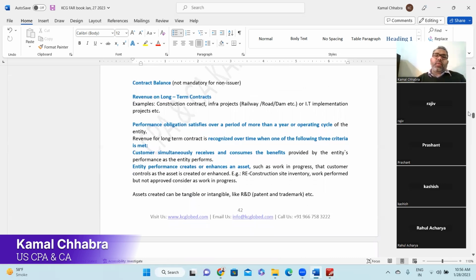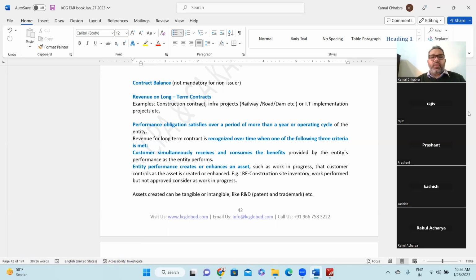Okay, so next one is contract balances. Contract balances disclosure is also not mandatory for non-issuer. It is being mandatory for issuer, but not mandatory for non-issuer. So first one is revenue from long-term contract. Example, construction contract, infrastructure project like railway line, roads, dams, bridges, or IT implementation project. Second is performance obligations satisfy over a period of more than a year or operating cycle of the entity that you need to disclose separately.